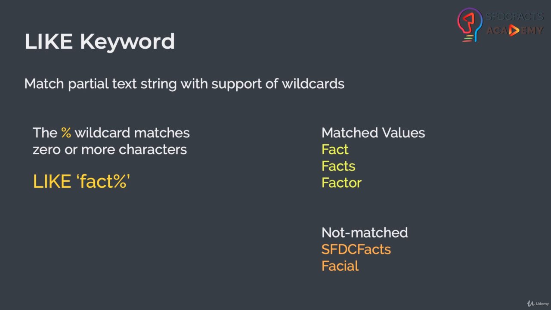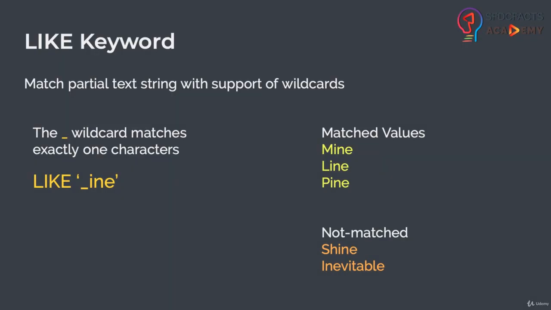Now similar to this percent wildcard, we have one more wildcard called underscore, and this matches with exactly one character. For example, if we have underscore INE, then this string should have one character before the INE word. So the possible matches could be mine, line, pine, but it's not going to match with shine because it has two characters before INE, and it's not going to match with inevitable as well because this INE doesn't have any character before it. So it must have a character before the INE word.